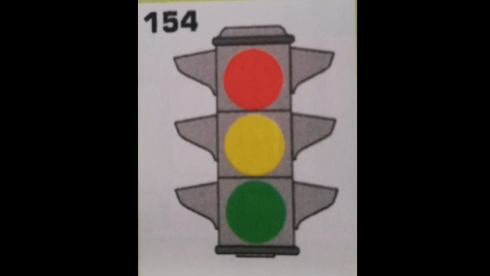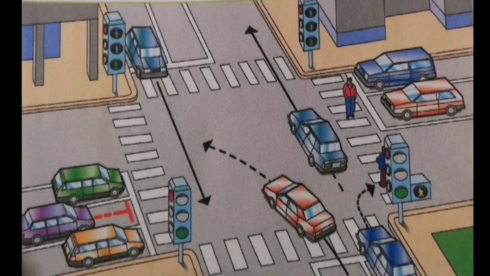So while the yellow is on, it means that you can stop when you know that you can stop safely before the linea d'arresto, the white line on the floor. If you see that you are too close to the white line or you are already in the intersection, it means that you should liberate the intersection as fast as possible. Just like in this case.